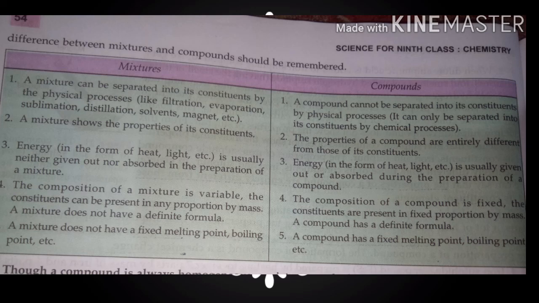Fourth, the composition of a mixture is variable. The constituents can be present in any proportion by mass. A mixture does not have a definite formula, whereas the composition of a compound is fixed. The constituents are present in fixed proportion by mass and a compound has a definite formula. Fifth, a mixture does not have a fixed melting and boiling point, whereas a compound has a fixed melting and boiling point.